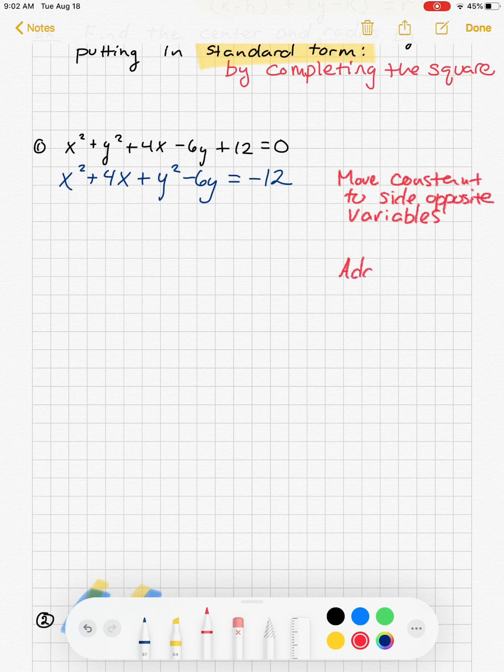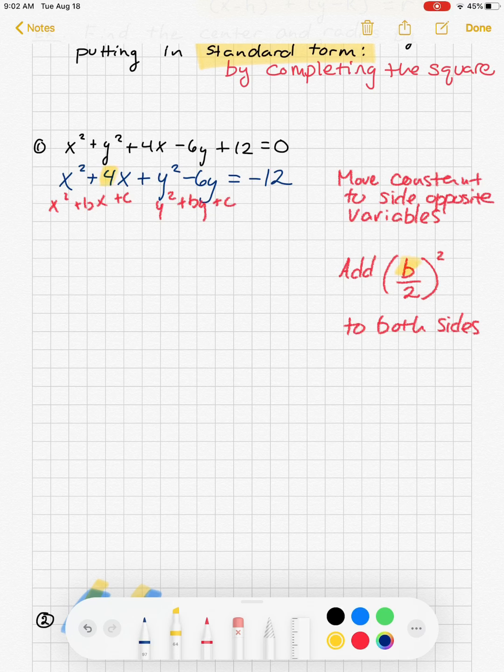So now I have to calculate my special numbers. These special numbers are b over 2 squared. How does that work? We think of this as x squared plus bx, and normally there'd be a c, and this is like y squared plus by plus c. When we say b, we're thinking of the coefficient on the linear term, the term that's not squared, that has the variable by itself. So I have to find b over 2 squared for x and one for y. That's like side work.